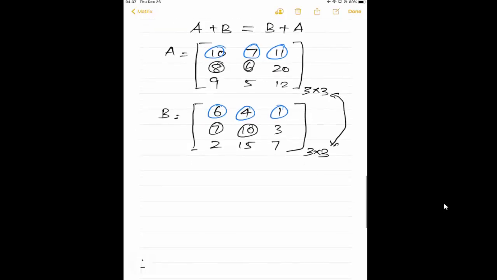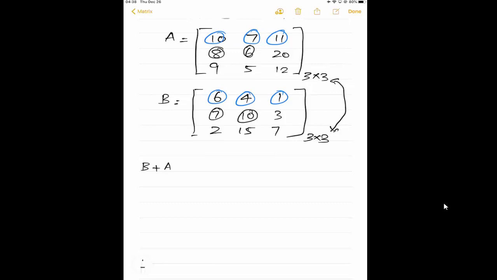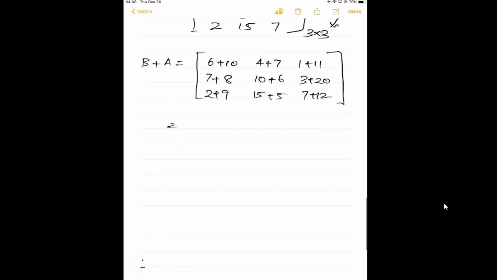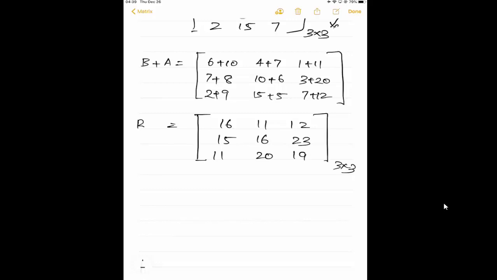Therefore, B plus A equal to 6 plus 10, 4 plus 7, 1 plus 11. So element wise I have added. Let's see the final output: 16, 11, 12, 15, 16, 23, 11, 20, 19, and it's a 3 cross 3, B plus A.